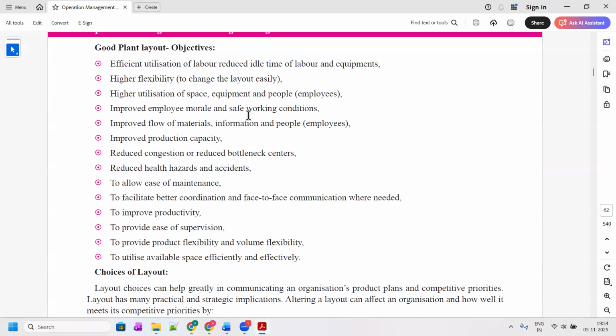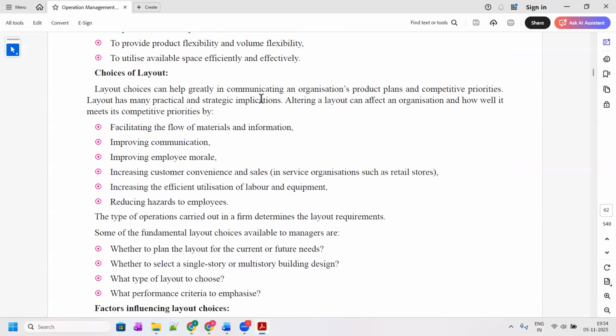This will provide ease of supervision, so that they have product flexibility and volume flexibility. So that all the efficient spaces and other technologies and coordination should be arranged, and then everything should be managed effectively. Talking about the choice of layout, selecting the right layout helps the organization to clearly plan how to manage the operation, how it will run, and how they will stay competitive.